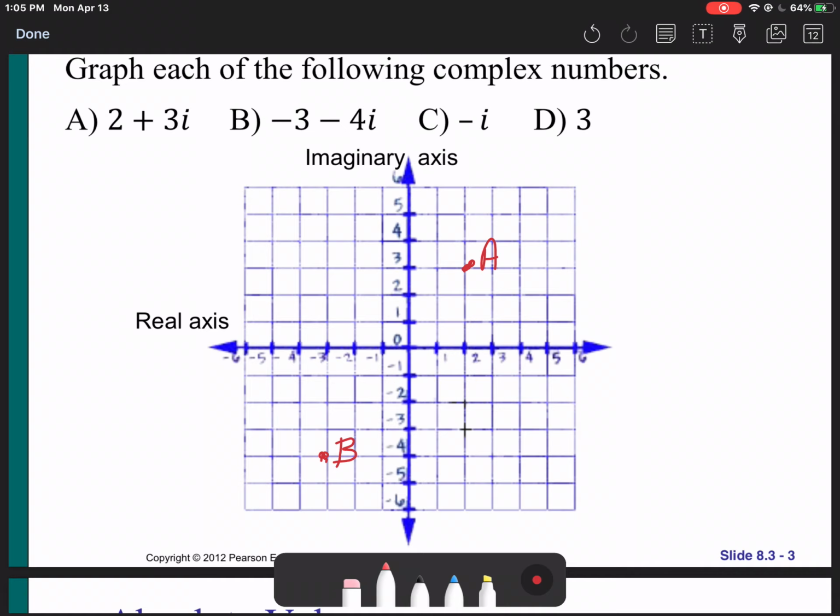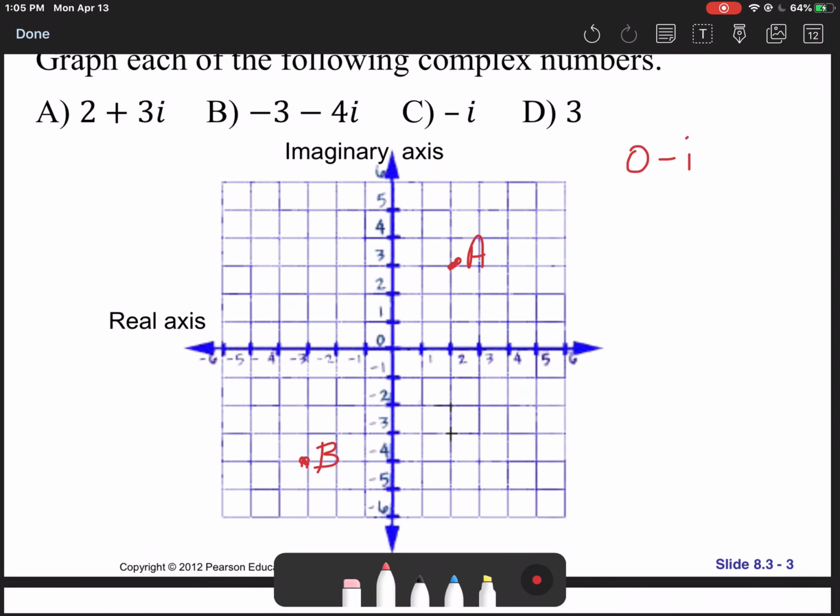Now, here's where things are maybe a little bit different. If you look at letter C, the number that we're plotting is negative i. Now, that's a purely imaginary number, right? There is no real part to that number. Or we could say that the real part is 0, with an imaginary part of 1, 1i. So we would plot this one as we would the ordered pair 0, negative 1 down here. Now, that should also make sense because if this is a purely imaginary number, then it makes sense that it would lie on the imaginary axis.